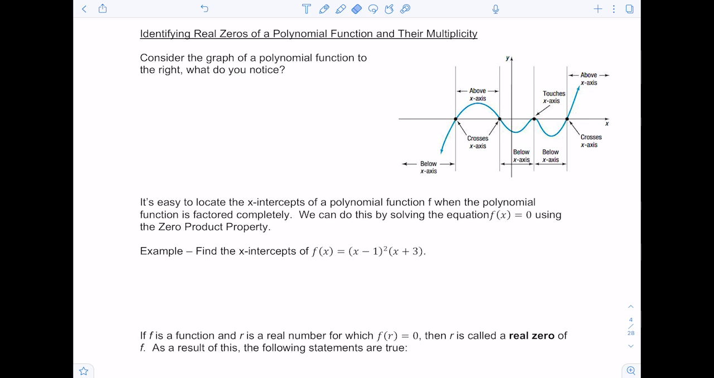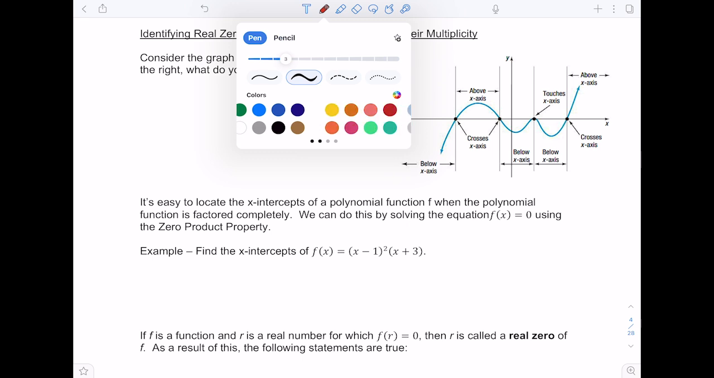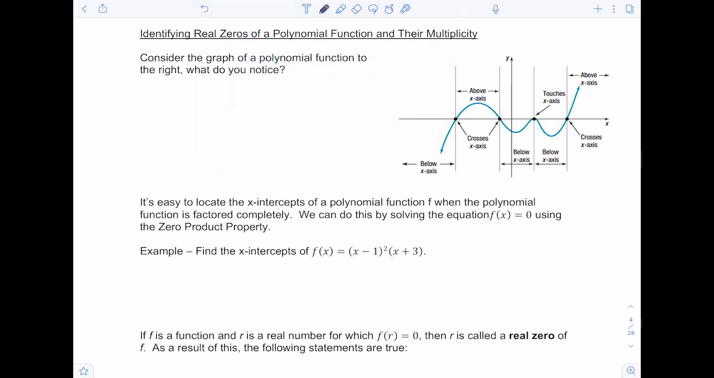So another important thing we want to look at is identifying the real zeros of a polynomial function and then what's called its multiplicity. So you've actually worked with real zeros before. If you take a look at this graph, and this is a polynomial function, what do you notice about the function? So take a second, pause the video, write down what you notice about it. And all I'm really looking for here is the fact that there are 4 places that the graph crosses the x-axis. And if you remember, those are called x-intercepts. So there's 4 x-intercepts.